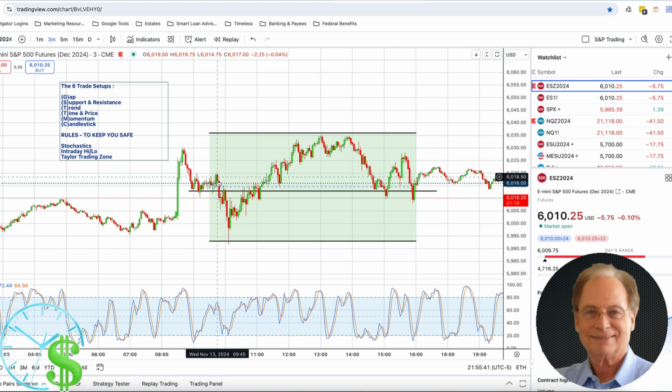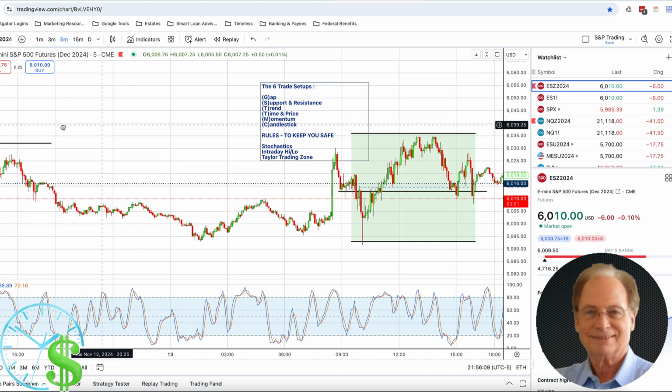And so prices traded down to the calculated support down at 6,000. But where was the trade? Well, if you knew these 6 trade setups and you had patience, the trade was obvious. Not so much, though, on the 3-minute chart, although we have a confirmation of the calculated trading zone range. But let's look at the 5-minute chart.